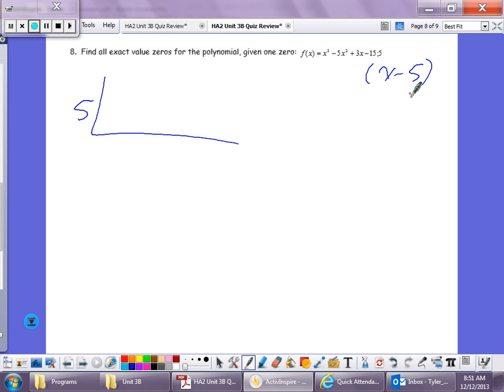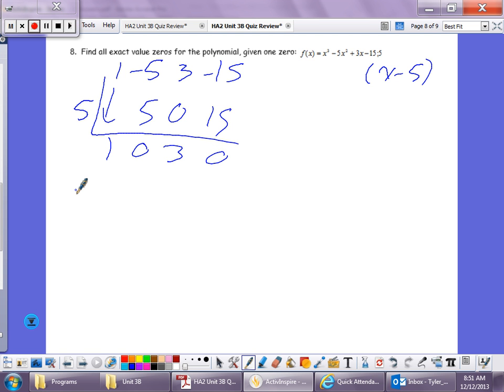Alright, so now I'm just going to put my coefficients, and then I'm going to do synthetic. So I get 1. Whoops, I'm sorry, that's a 1. This is a 5, 0, 0, 3, 15, 0. Again, I got a 0 as my remainder. That should happen every time when you're doing these problems.